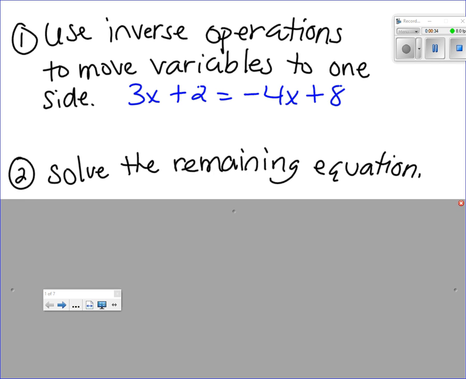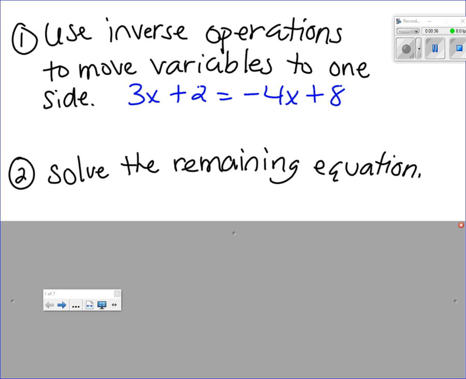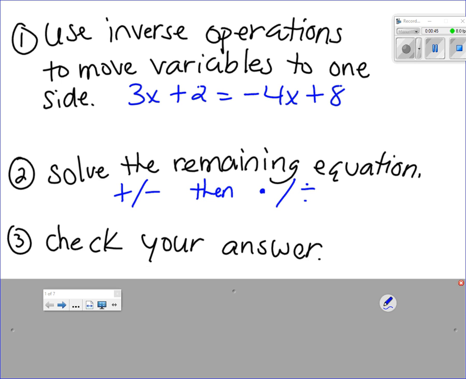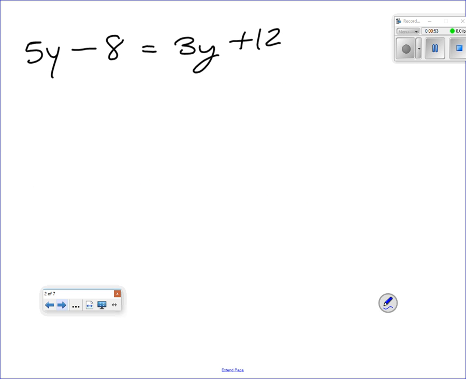After they have moved, you're going to solve the remaining equation, remembering that you're going to add or subtract first, then multiply or divide. Right. And then you want to check your answer on these because there are variables on both sides of the equation. Let's look at one together. This is the first number one on your example sheet.